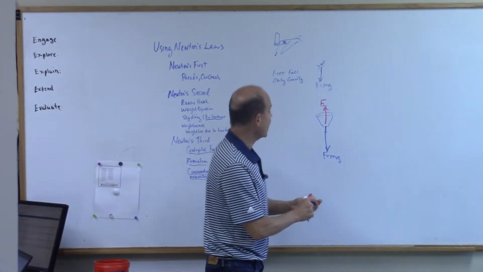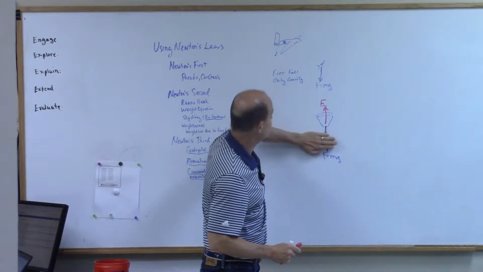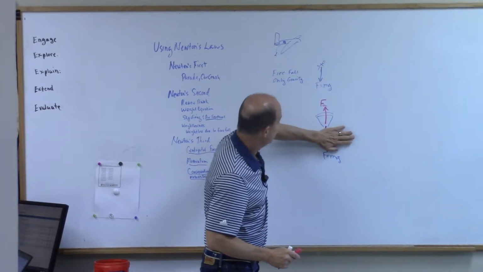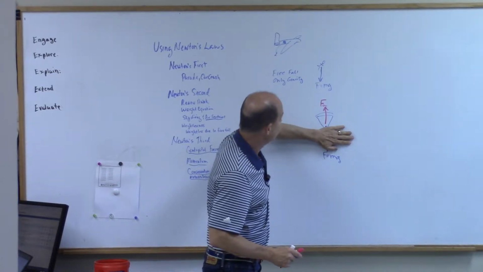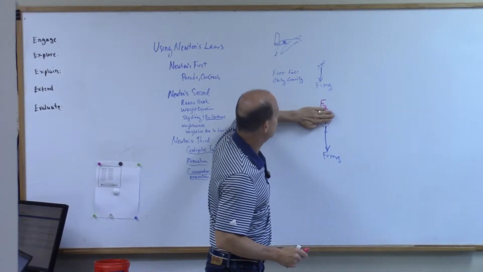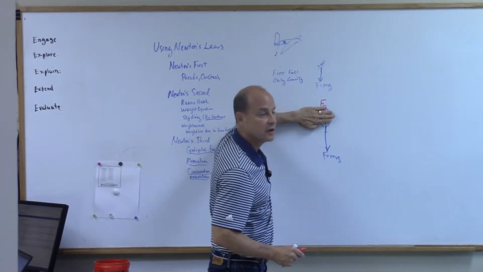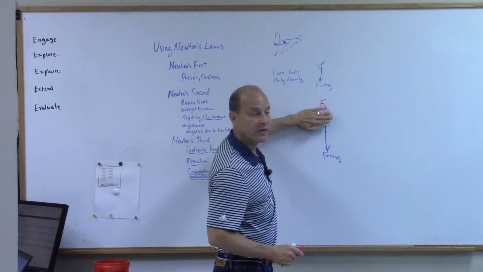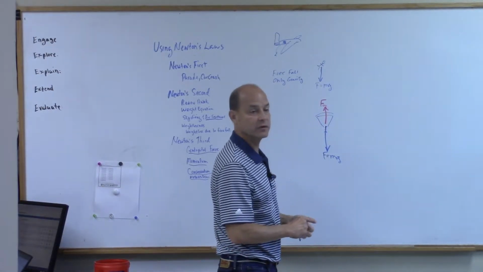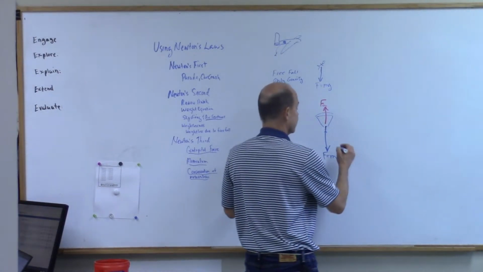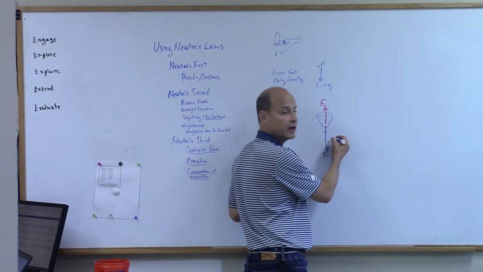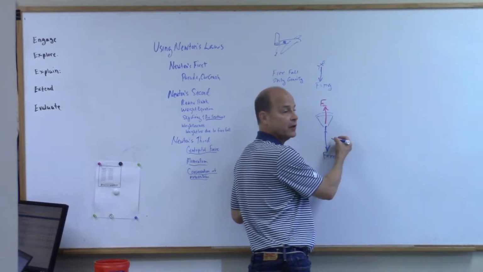If I've drawn these arrows proportional to the amount of force, the force of gravity is larger than the force of air resistance, right? So what would be the net force? If I added these two arrows up, what would be the result? The blue arrow is bigger than the pink arrow, right? So would there be any pink arrow left?